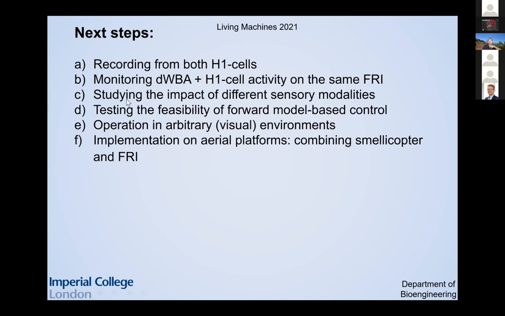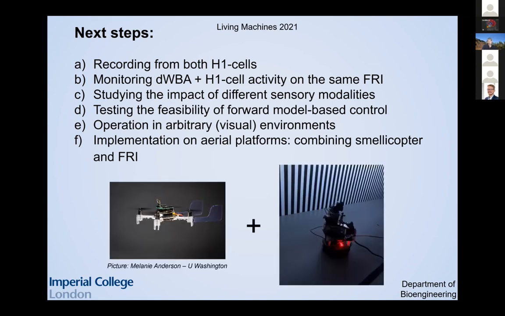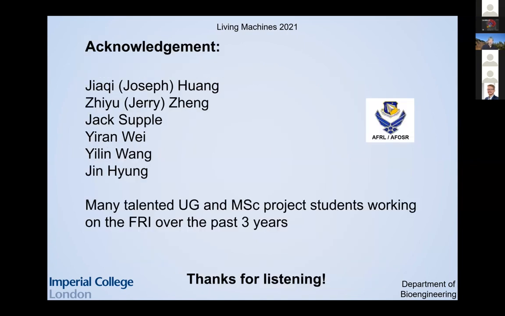In studying the impact of different sensory modalities, I mentioned that very early on. And then obviously the ultimate goal is to operate the system in arbitrary environments, no matter what the contrast is, what the overall visual environment looks like. And then, of course, what one could imagine now at this stage is to think whether it would be good to just take our knowledge now about the working of the motion vision pathway and have a fly actually flying a quadcopter.